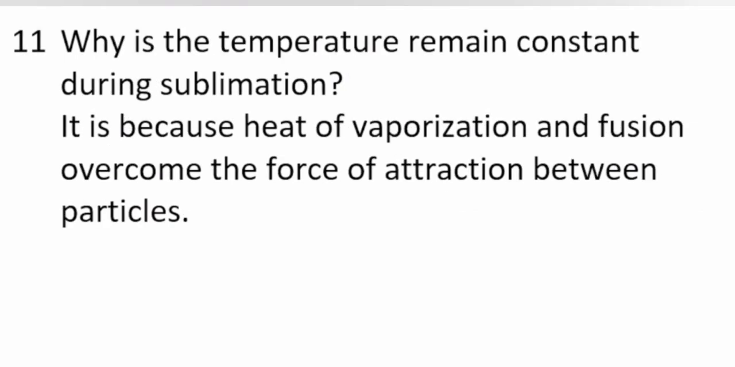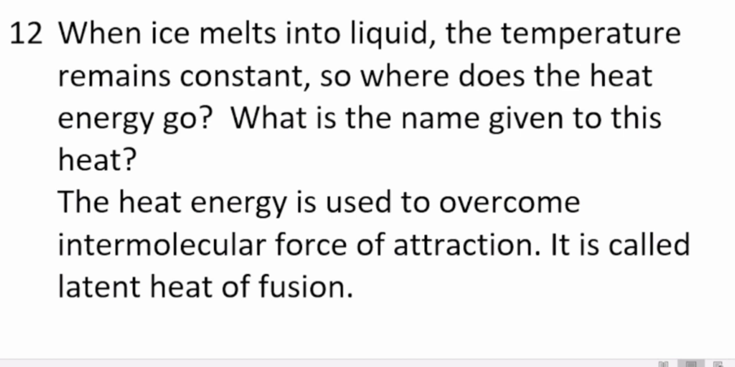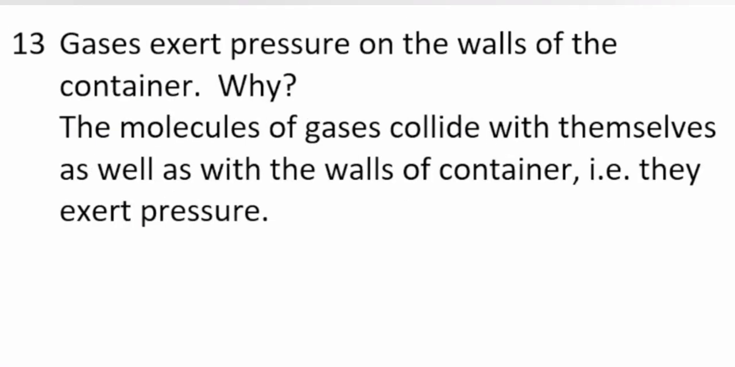Why does temperature remain constant during melting? It's because of the heat of fusion, which overcomes the force of attraction between particles. When ice melts into liquid, the temperature remains constant. So where does the heat energy go? What is the name given to this heat? We learned that if you keep a thermometer and measure, once the ice starts melting, until it completely melts, there is no change in the temperature. That heat energy is used to overcome the intermolecular force of attraction, and this is called the latent heat of fusion.